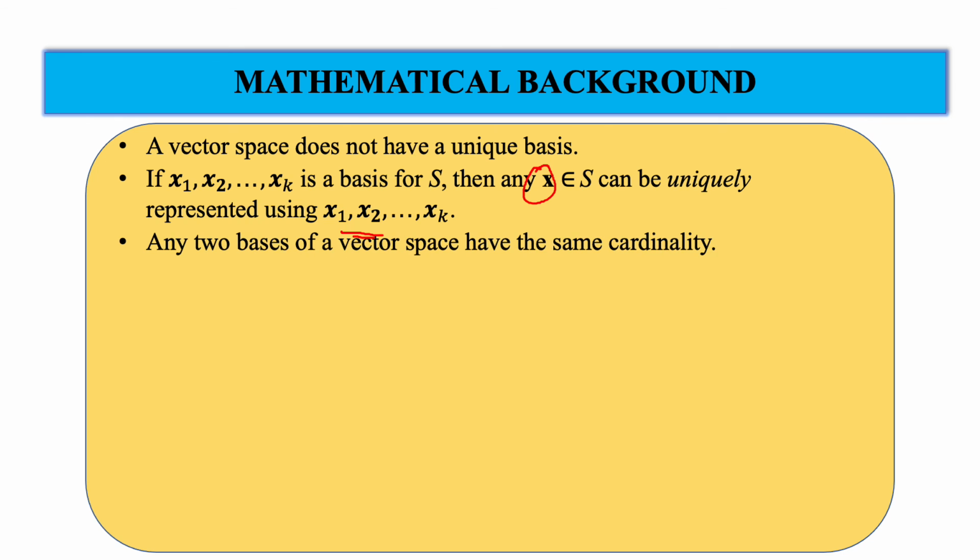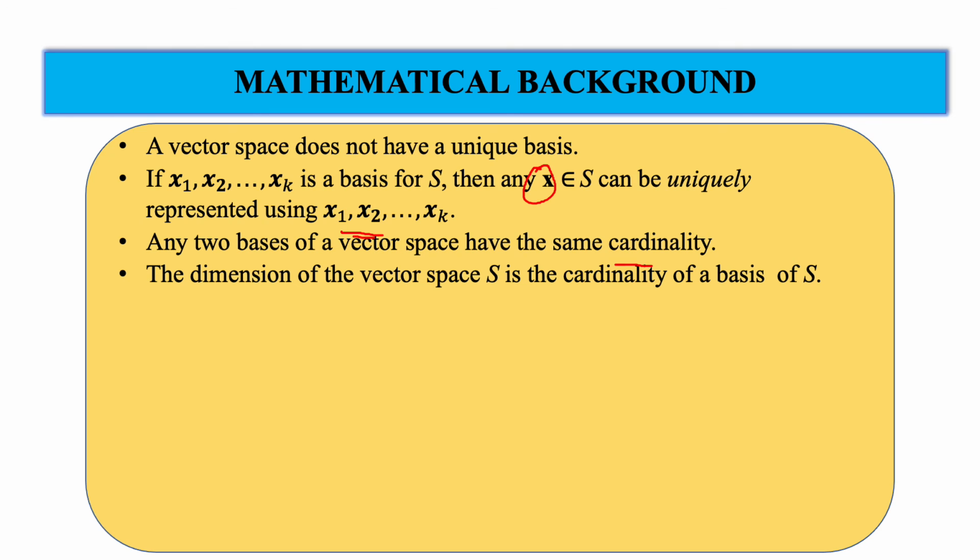Now if you take two bases of a vector space, they will have the same cardinality. So the number of vectors in a basis should be the same for a given vector space, and the dimension of vector space S is the cardinality of a basis. So the maximum linearly independent set of vectors which spans the set S is a basis. Then the cardinality of the set is called the dimension.